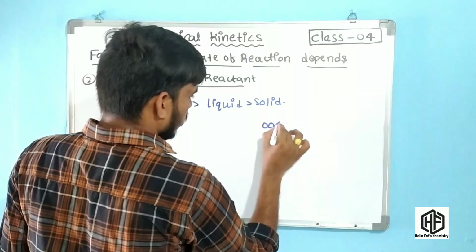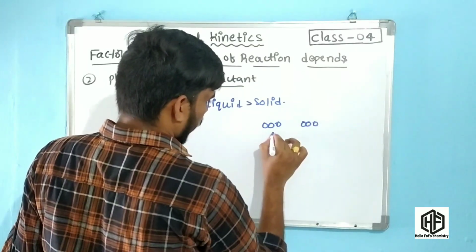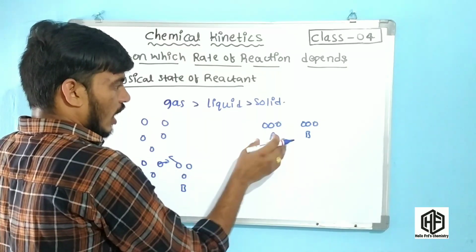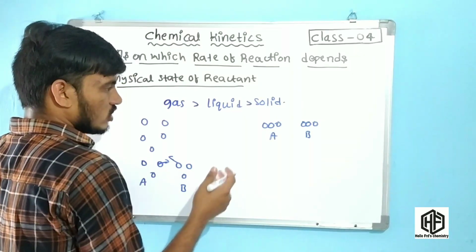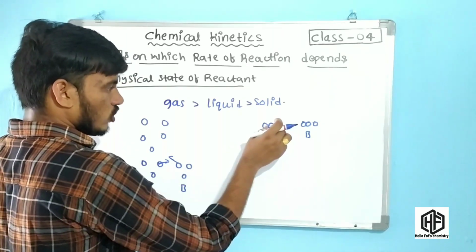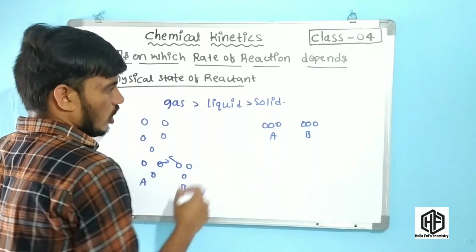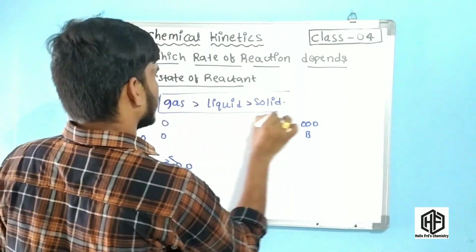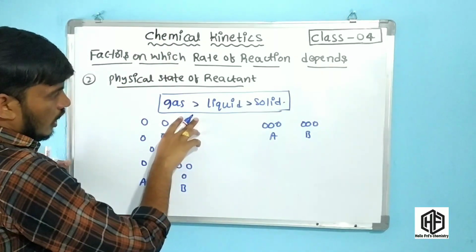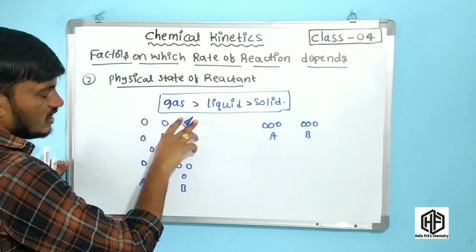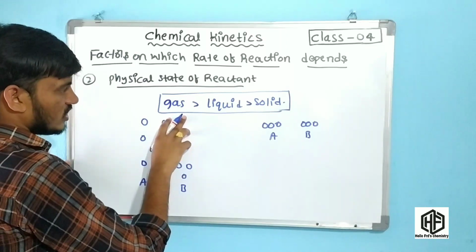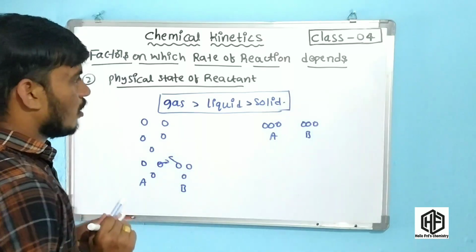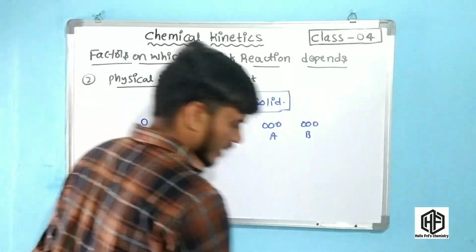But in the case of solids, this is solid A and this is solid B. The molecules are closely packed, so the reaction rate is very low, because the force of attraction between these molecules is strong. That is the reason. So gaseous reactants have a very high rate of reaction compared to liquids and solids. This is one more important factor, the physical state of the reactant. This is clear, friends.